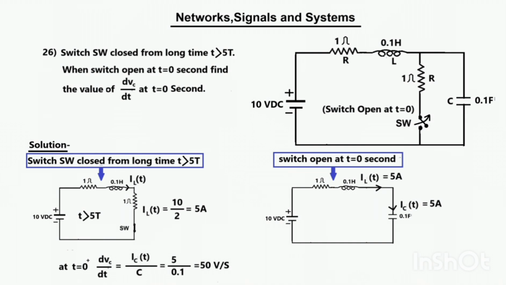So at time t equal to 0 plus seconds, dVc/dt equals IC(t) divided by C, the capacitance. This equals 5 upon 0.1, which equals 50 volt per second. So our answer is dVc/dt at time t equal to 0 plus equals 50 volt per second.